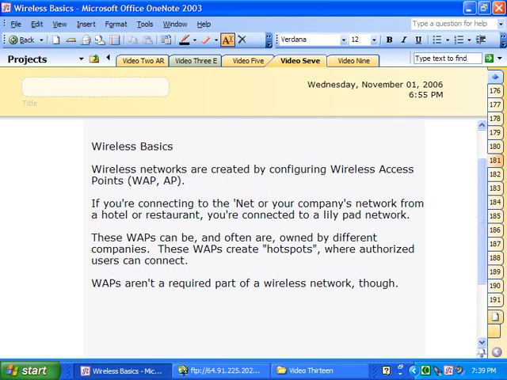Now, the wireless access points in such a lily pad network can be, and often are, owned by different companies. And these WAPs create hotspots, and I'm sure you've heard that term. I know certain coffee shops and certain other businesses advertise themselves as internet hotspots where you can open your laptop, tap their network, and connect to the internet. But WAPs are not actually a required part of a wireless network.